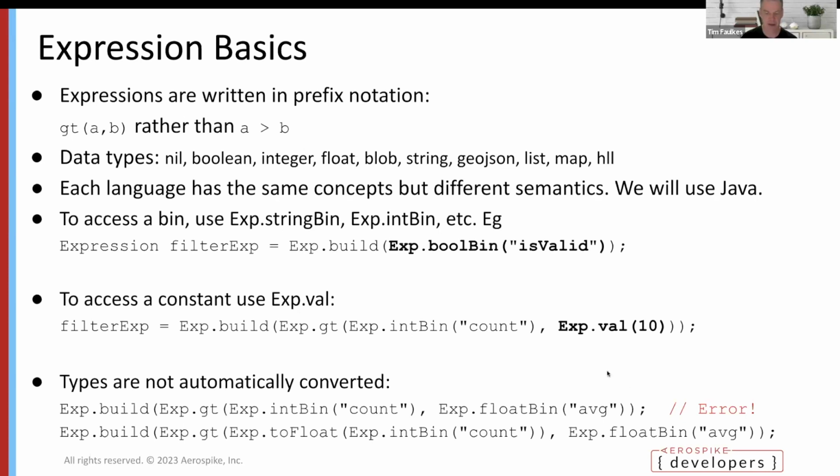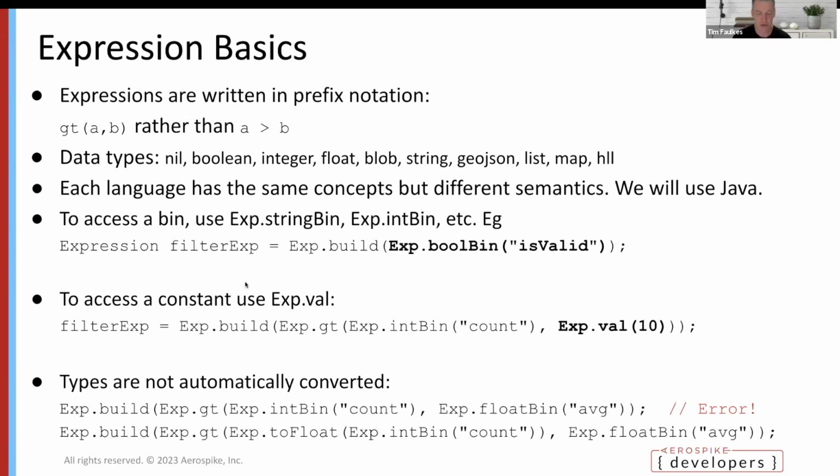If I have a Boolean bin, I can say Exp.boolBin and give it the name of the bin. And so I'm telling the expression language what type is in that bin. After that, in Java, I need to build that expression, and that gives me an expression that I can use as a filter expression or do things with.